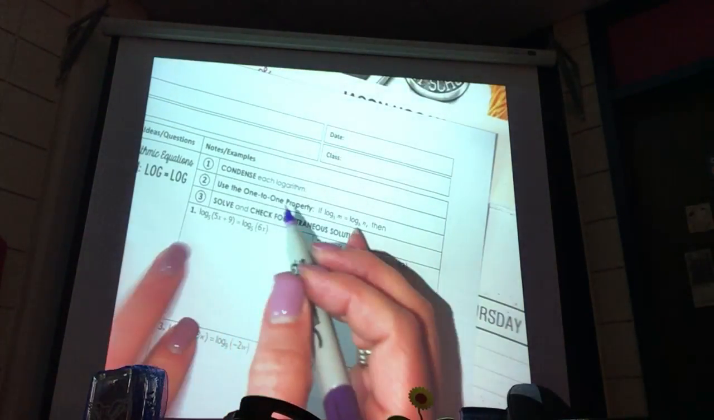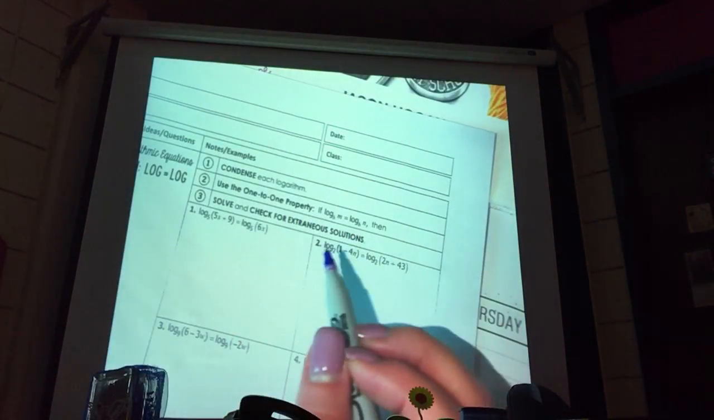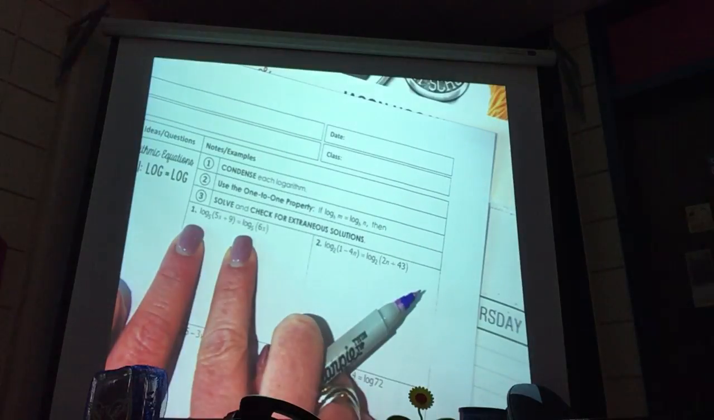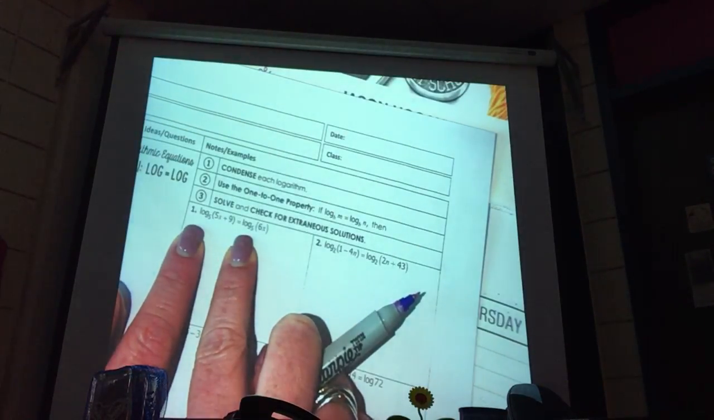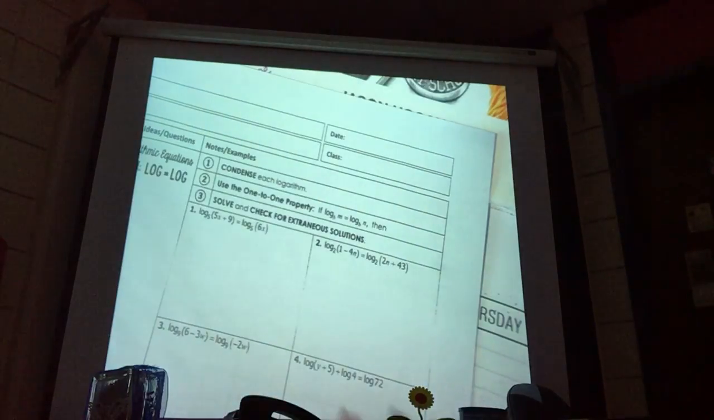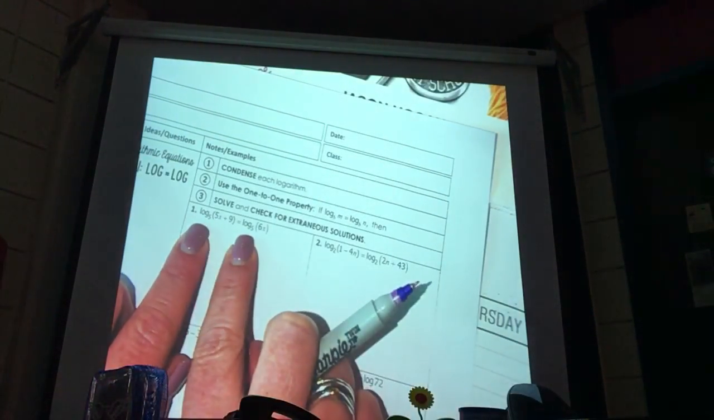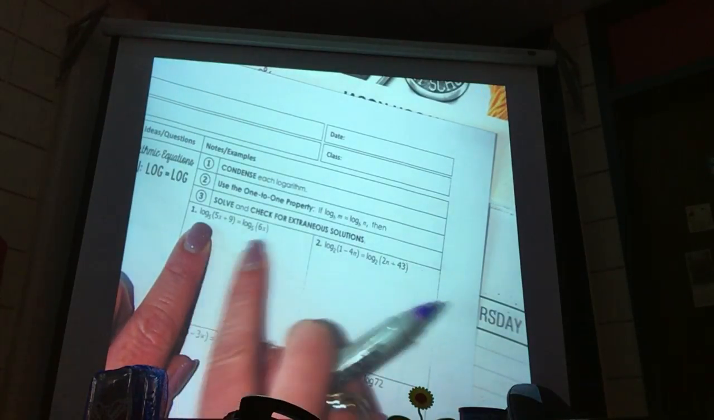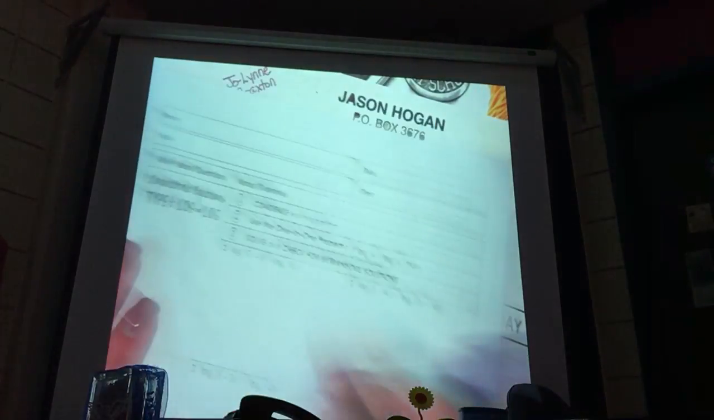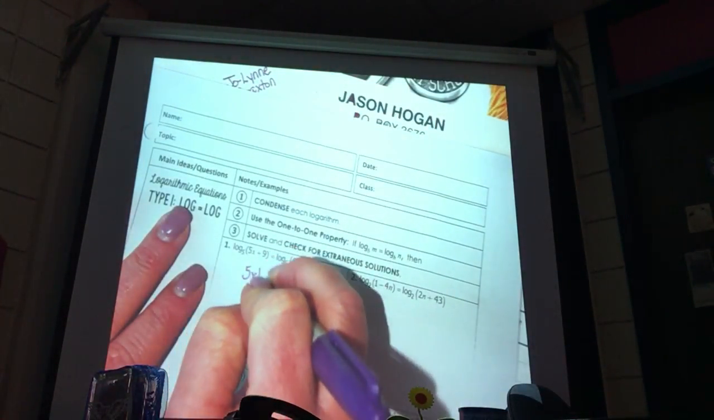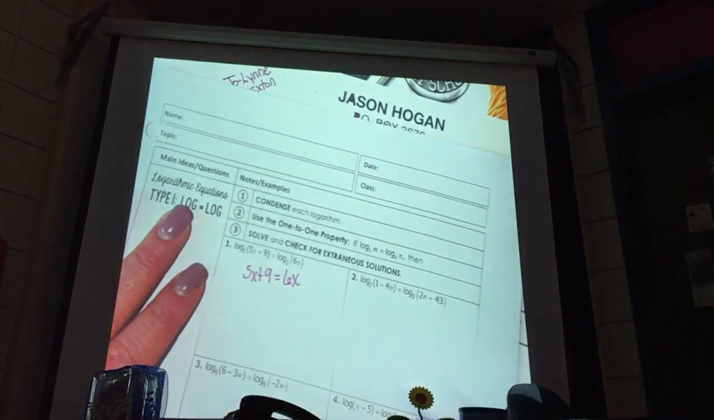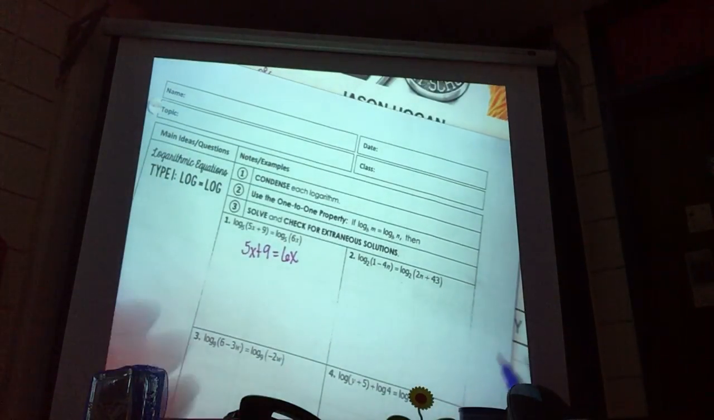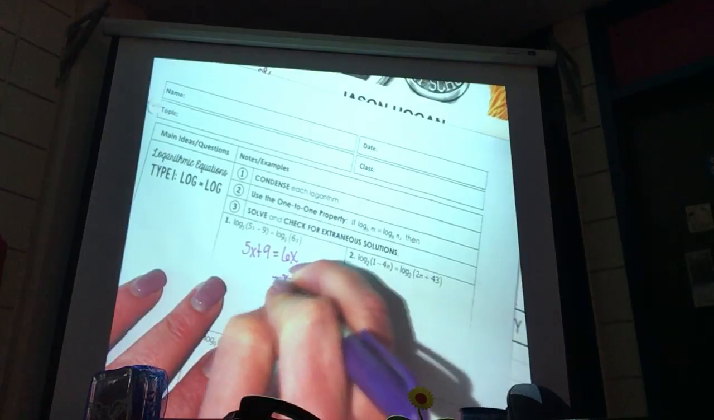For number one, I have log base 5 of 5x plus 9 is equal to log base 5 of 6x. These are both log base 5. They have to have the same base for you to be able to do anything with them. If they don't have the same base, you can't touch them. If these are both log base 5, does it make sense that 5x plus 9 would have to equal 6x? Yeah. So I have 5x plus 9 is equal to 6x. Now, can I solve that equation? Can I subtract the 5x and I get x is equal to 9?